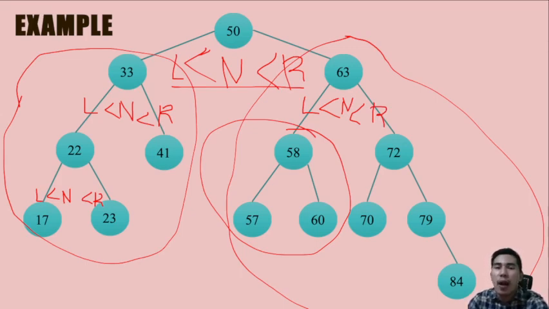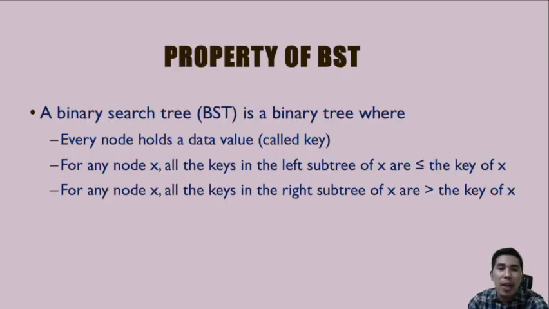So that is why a binary search tree is a unique kind of binary tree. Like a binary tree, every node holds data, an item or value, which is called a key. For any node X, all the keys in the left subtree must be less than or equal to the key of X, as I discussed earlier. And for any node X, all the keys in the right subtree of X must be greater than the key of X. So that is the property that is maintained by a binary search tree.